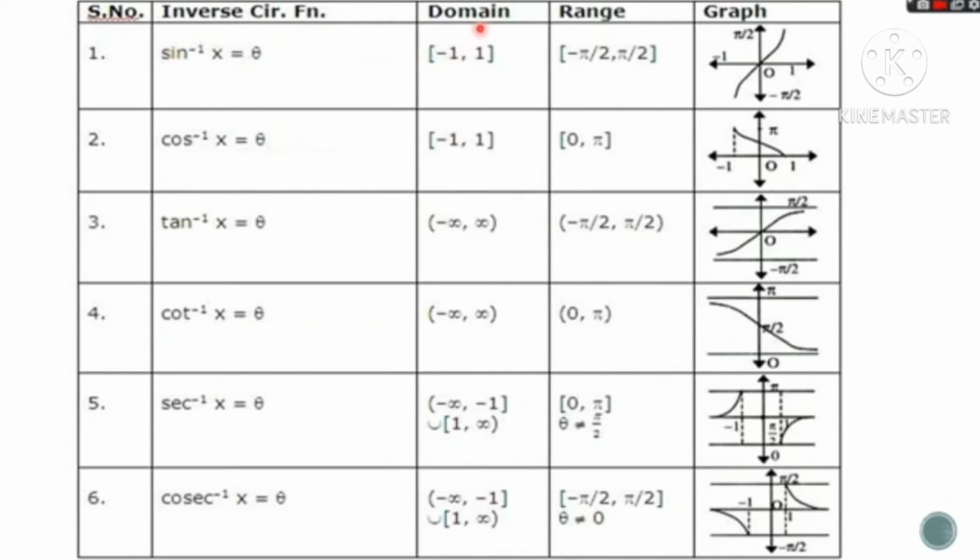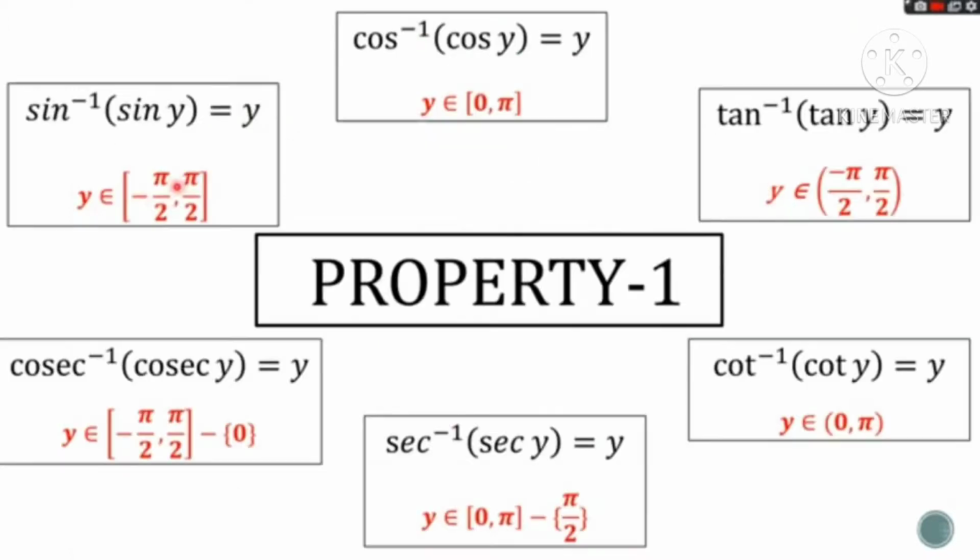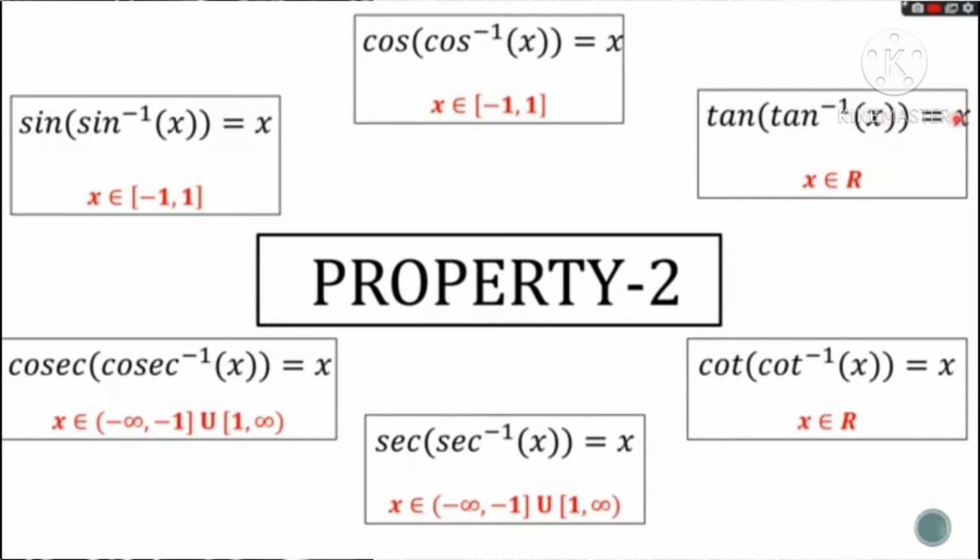We have also discussed a few properties of inverse trigonometric functions. Properties like sine inverse of sine y is equal to y, where y belongs to the closed interval minus pi by 2 to pi by 2. Similarly, you can write results for other ratios. You'll have to consider the respective domains and then proceed. Then sine of sine inverse x is equal to x for x belongs to the closed interval minus 1 to 1. Similar results for other ratios.